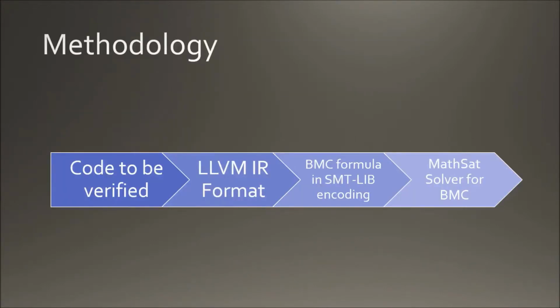Our methodology is first converting the code to be verified to LLVM IR representation using Clang and LLVM. Then, the .ll file created by LLVM will be converted to an SMT-LIB version 2 formula using our tool. Lastly, this formula will be given to MathSAT and it will be checked for satisfiability.